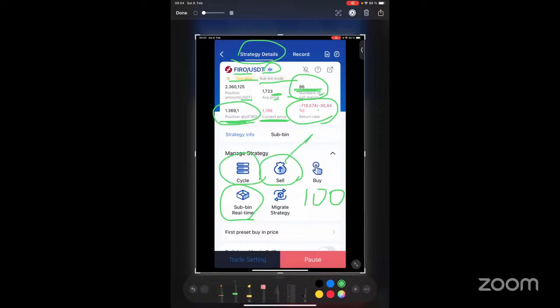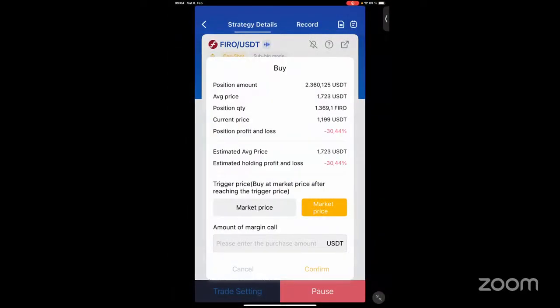So if you want to manage your strategy, you want to put it on cycle, you want to sell manually, you only use this button when it's in profit, but if it's not, don't sell. Then buy. You are buying manual replenishment. Okay? You tap on it, you'll be able to buy. Let's do that for you to see.